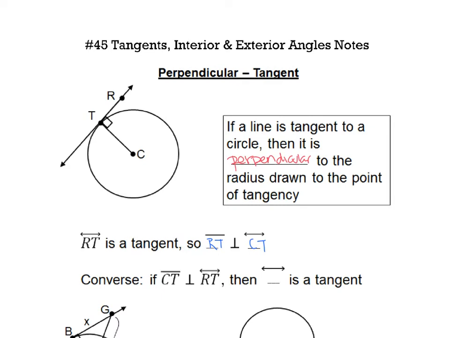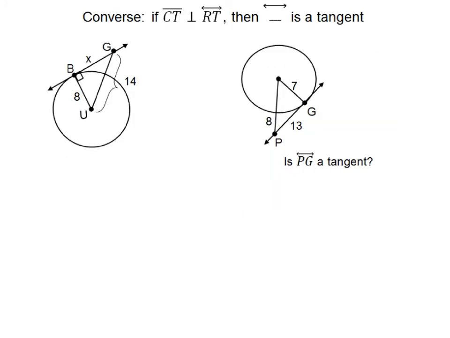The converse of that would be that if CT is perpendicular to RT, then RT has to be its tangent. There's a little logic thrown in there for you. All right, so let's look at an example of this. So here's our first problem.